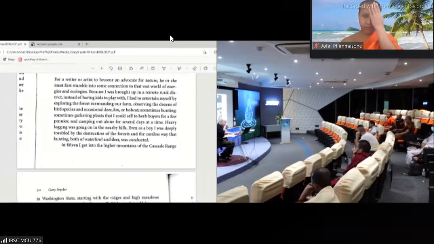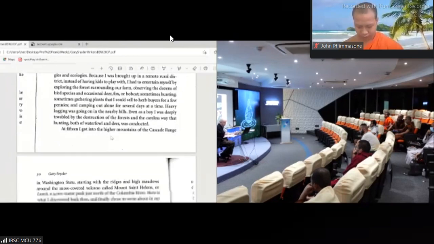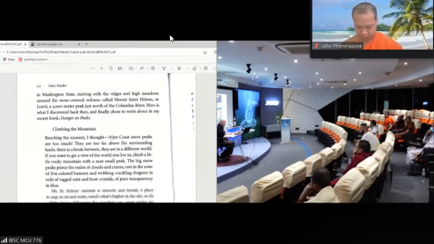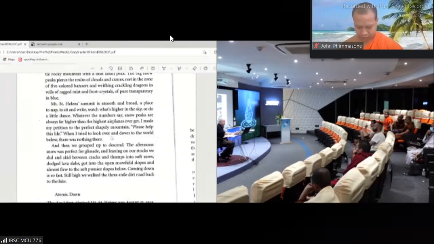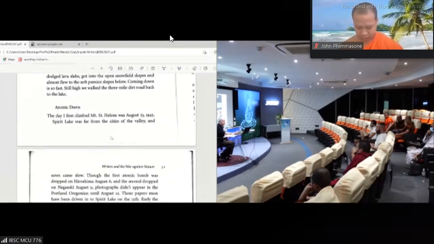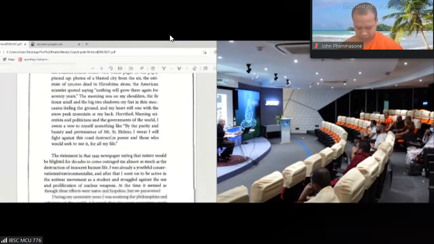So for a writer or artist to be an advocate for nature, you have to first live it. It's no good being an armchair theorist about ecology. You have to know something about it. Even as a boy, I was deeply troubled by the destruction of the forests and the careless way of hunting. And then he has some experiences which he relates to you.